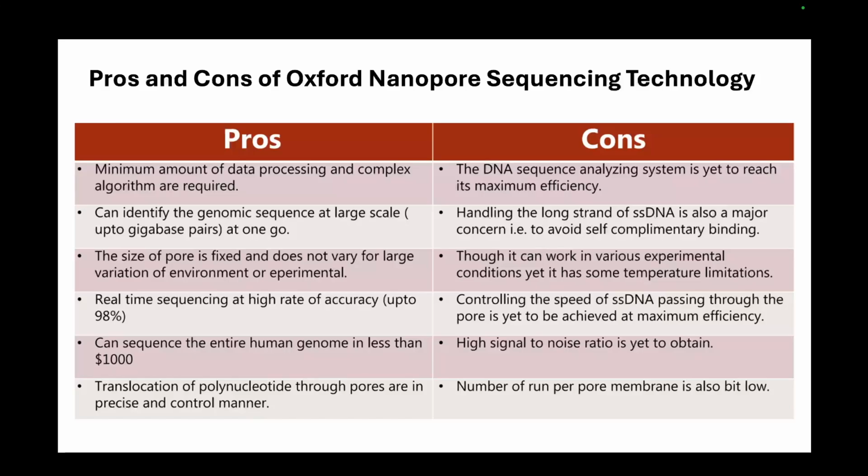Handling the long strand of single-stranded DNA is also a major concern. What can happen is, say for example, you have this long sequence. At the top of your sequence there is a particular part which is complementary to what is present at the end of the sequence. So once you pour the DNA inside the pore, the top part of the DNA can come back and bind to itself. It's self-complementary binding, which will hamper your ability to read the whole read.